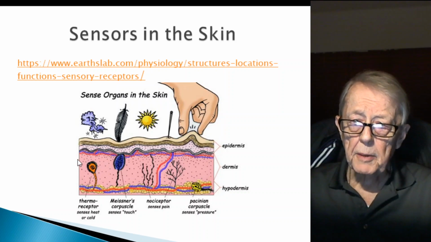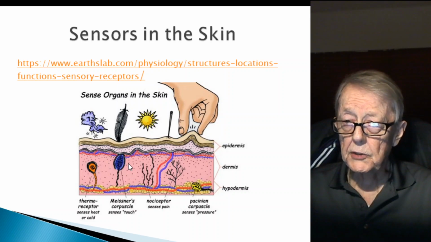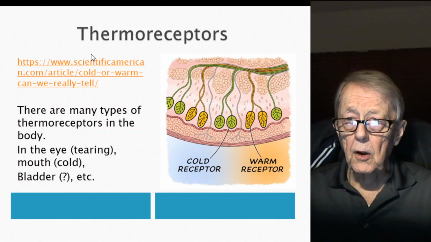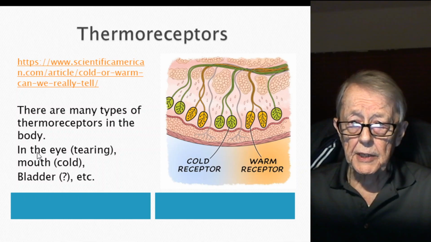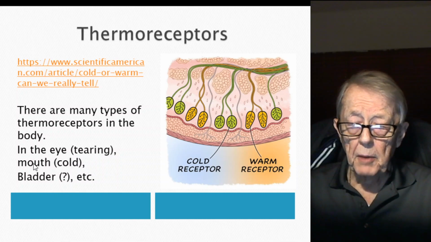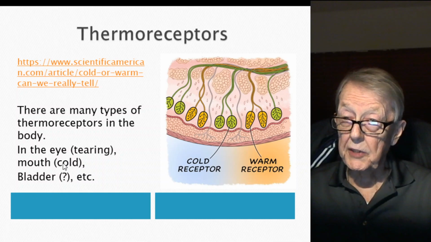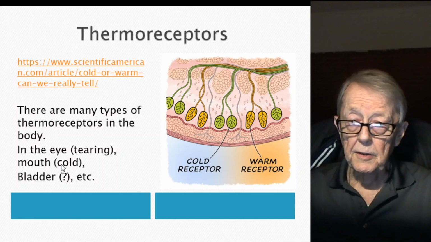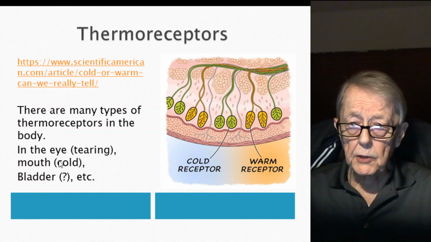We're only going to talk about this one, but all these sensors are in the skin, and there's so many more sensors throughout our body. So the sensors for heat are called thermoreceptors, and there are many types, as I just said. There's one in the eye. When your eye gets too warm, you have tearing. In the mouth, apparently there's a condition where food tastes differently when it's cold versus when it's hot, and there's an effect on our taste buds when the food is cold.